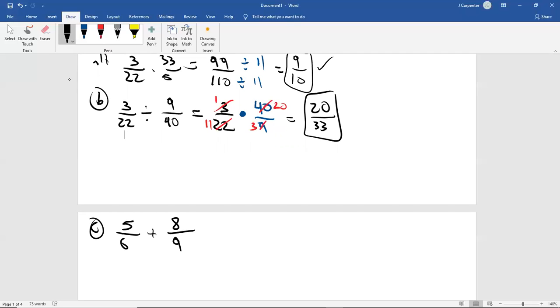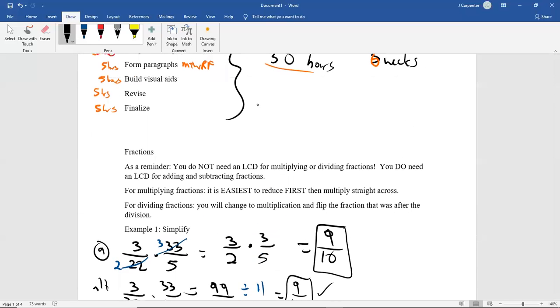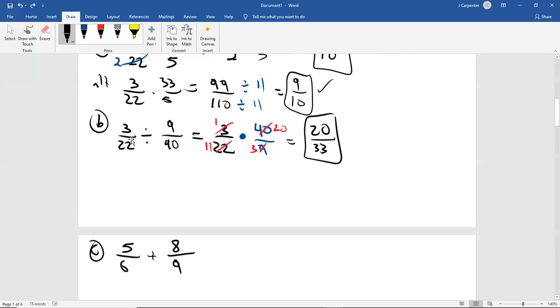All right, so this is an addition. As we stated earlier, addition and subtraction, you do need an LCD. So the nice thing about adding and subtracting fractions is technically you just need a common denominator. It doesn't have to be a least common denominator. In fact, any multiple of 18 would be a common denominator for this. So 18 is a common denominator.